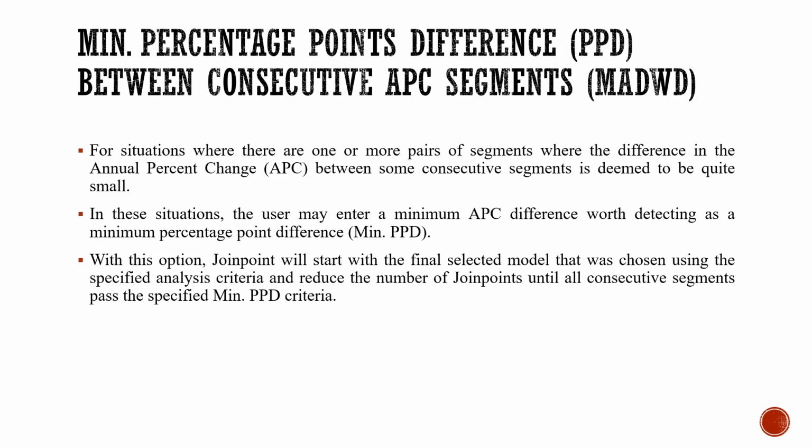With this option, Joinpoint will start with the final selected model that was chosen using the specified analysis criteria and reduce the number of join points until all consecutive segments pass the specified min PPD criteria.